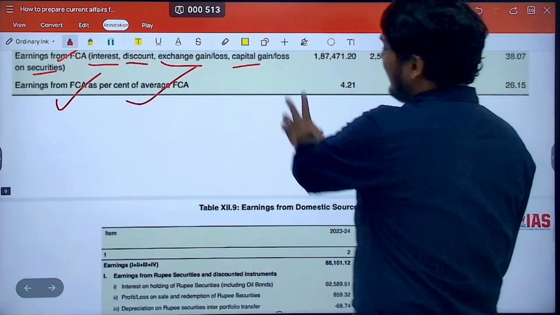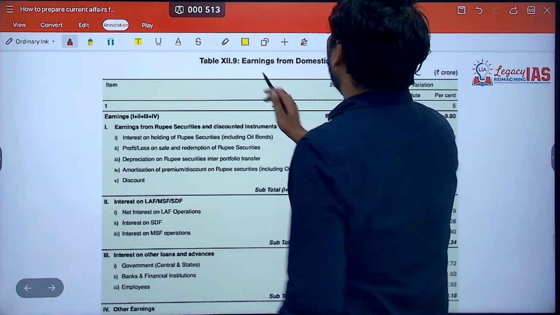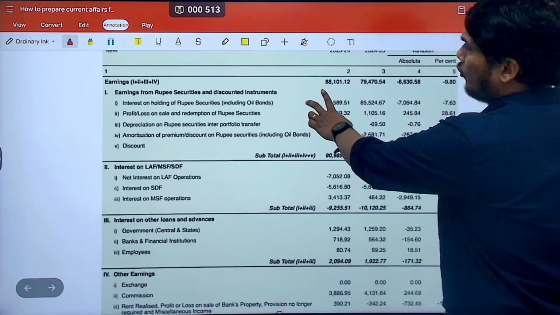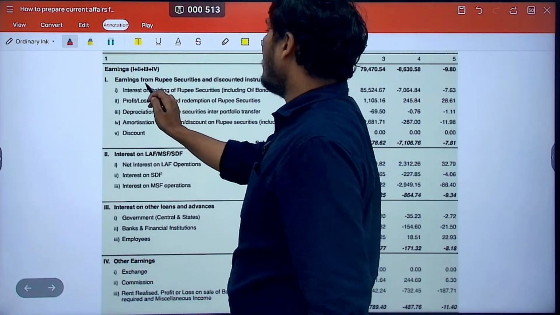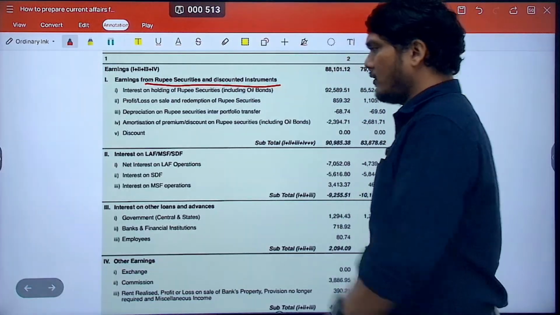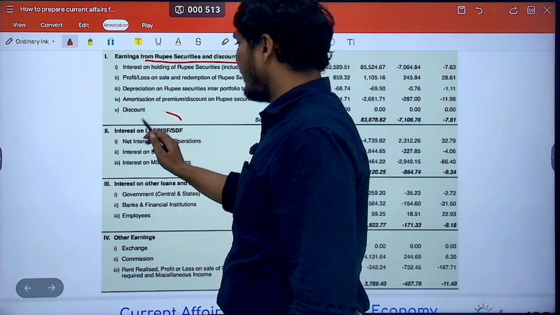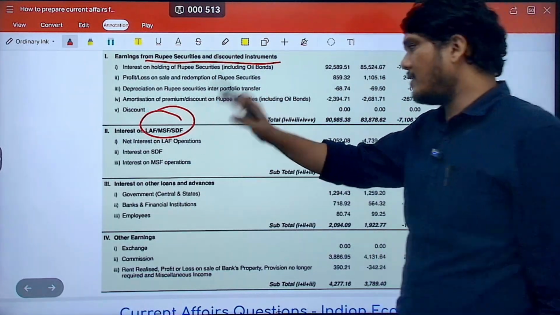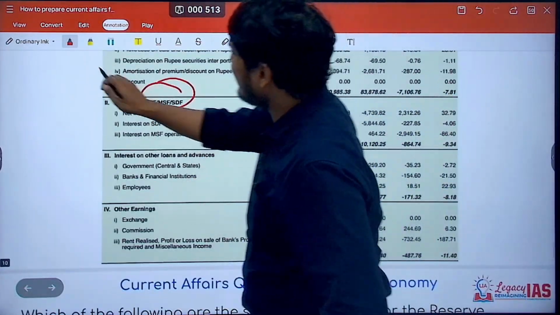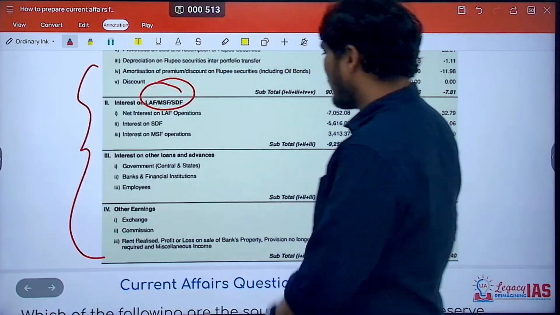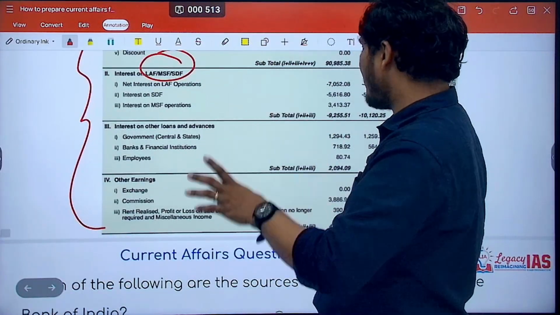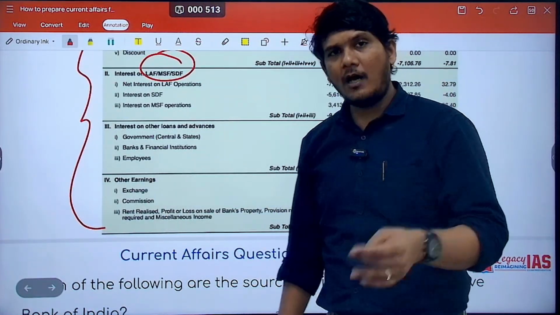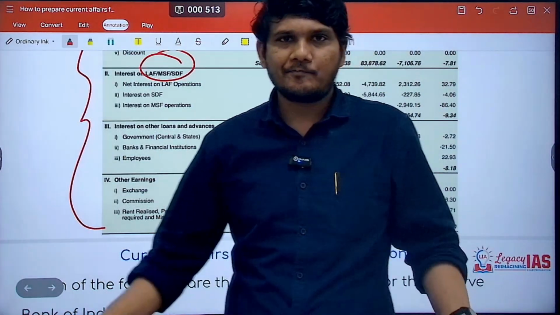In the same manner, RBI also mentioned its earning from the domestic sources. For example, earning from rupee securities and discounted instruments, interest on liquidity adjustment facility, marginal standing facility, all these particular things. So everything is mentioned over here from wherever RBI has gained the money or earned the money, right?